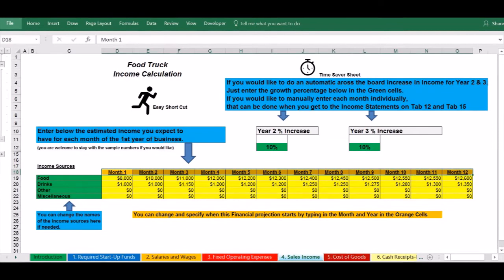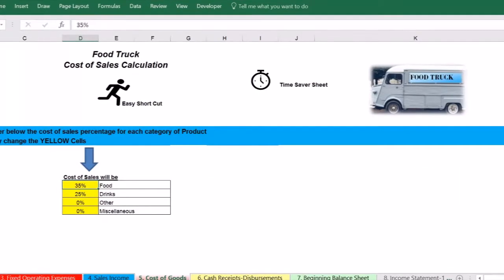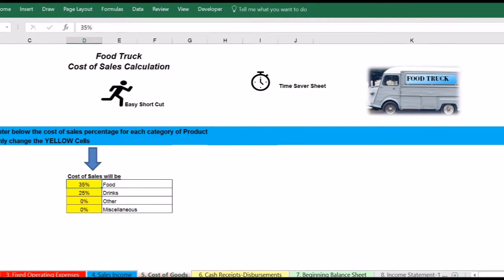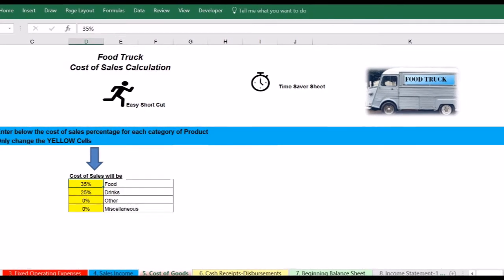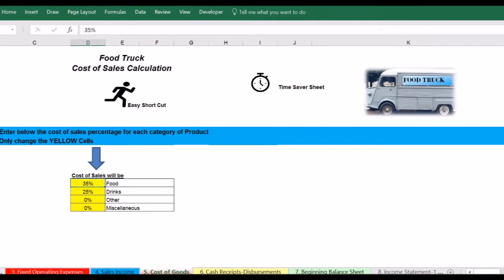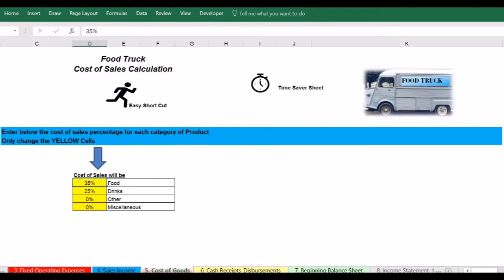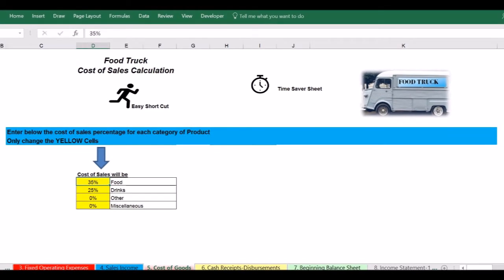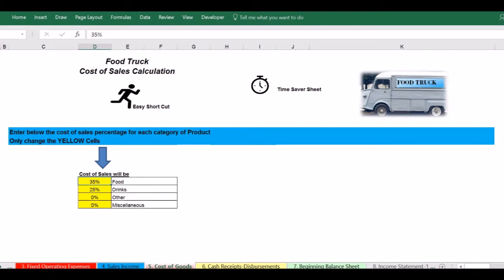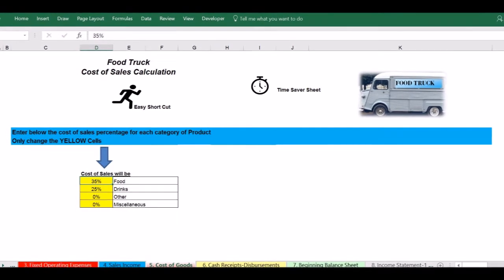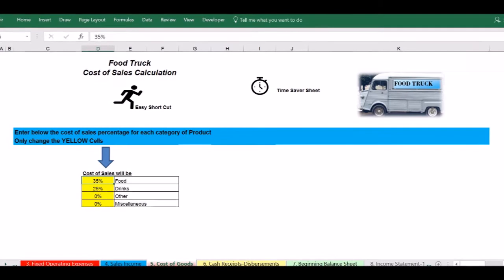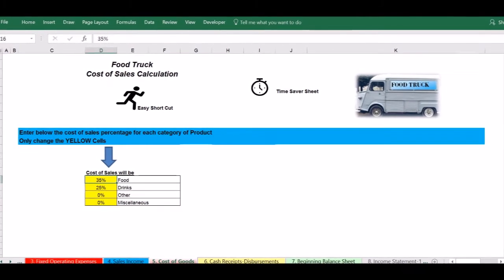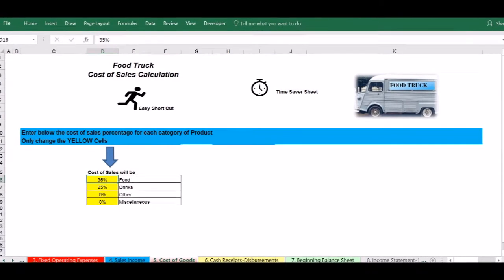Cost of sales is on the next tab. Here, there are yellow cells where you can enter the percentage cost of sales. Entries here will transfer to the first, second, and third year financial projections. If you wish to enter exact figures instead of percentages, go to tabs 8, 12, and 15 and enter numbers individually on the cost of sales lines. There are sample percentage figures here that you can use as guidance for your operation. They are typical of a food truck business.